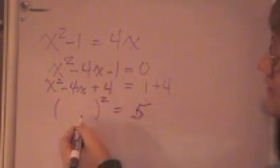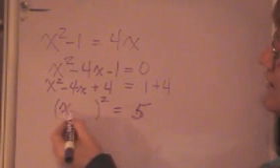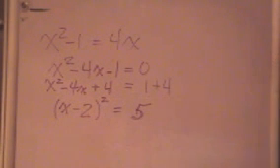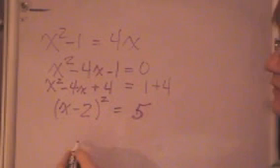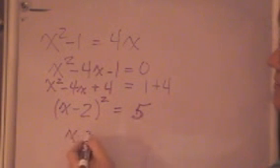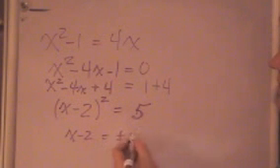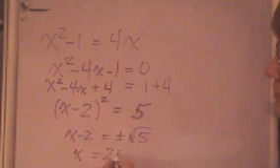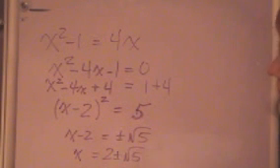So now we have 5 over here, and we have x minus 2 over here gives us the -4 and the positive 2. So now I take the square root of both sides. X minus 2 equals plus or minus the square root of 5. Add 2 to both sides. X is equal to 2 plus or minus root 5.